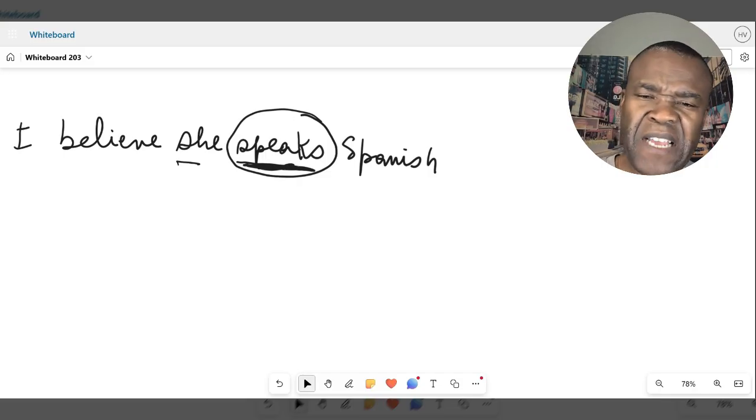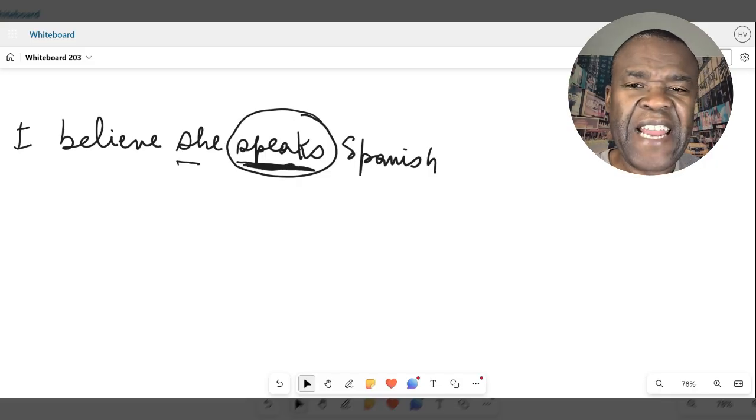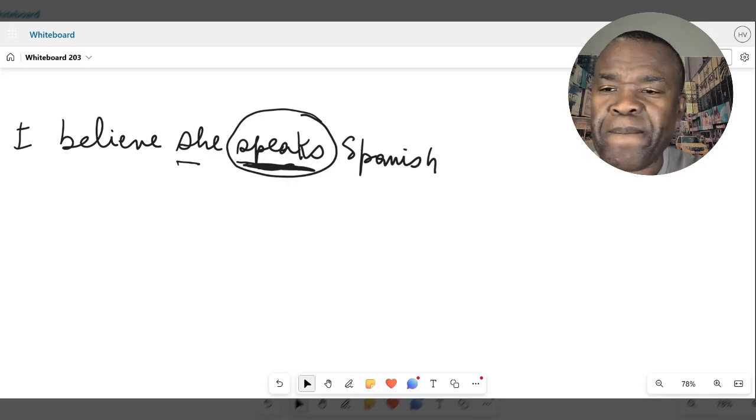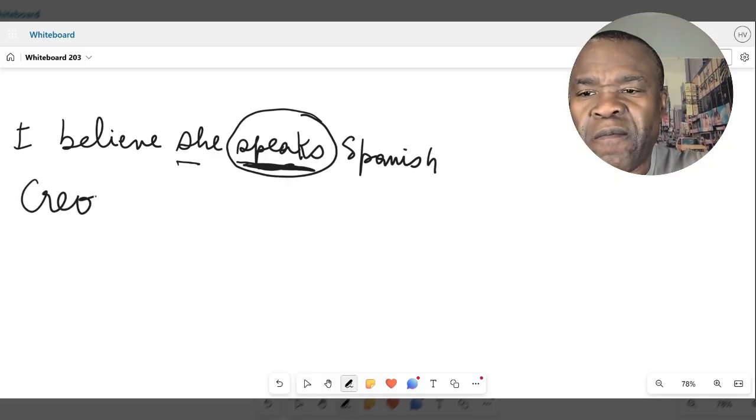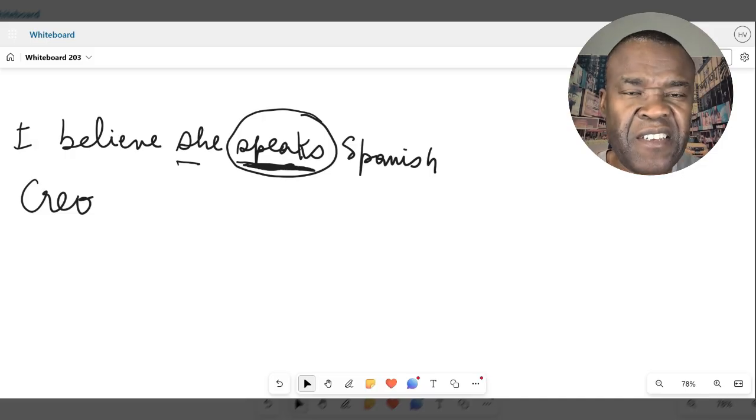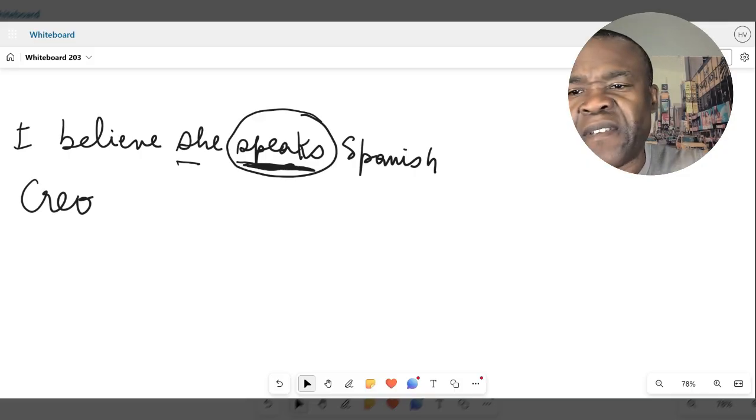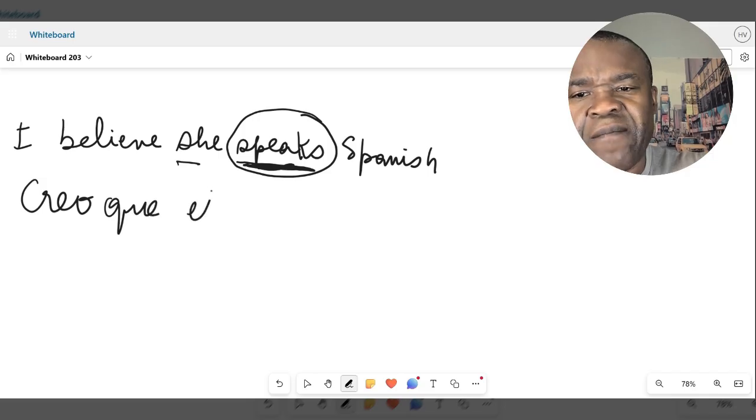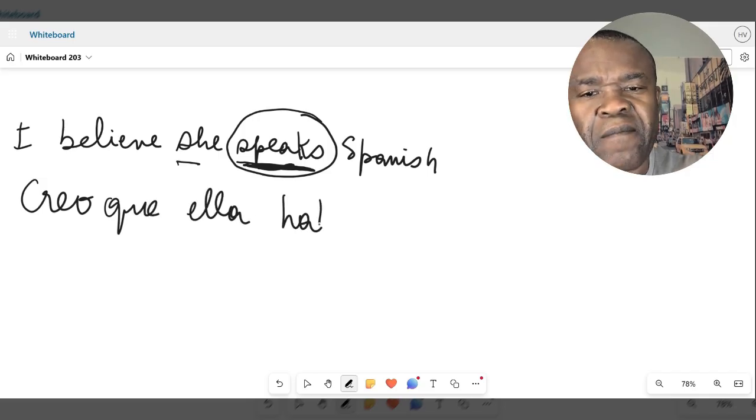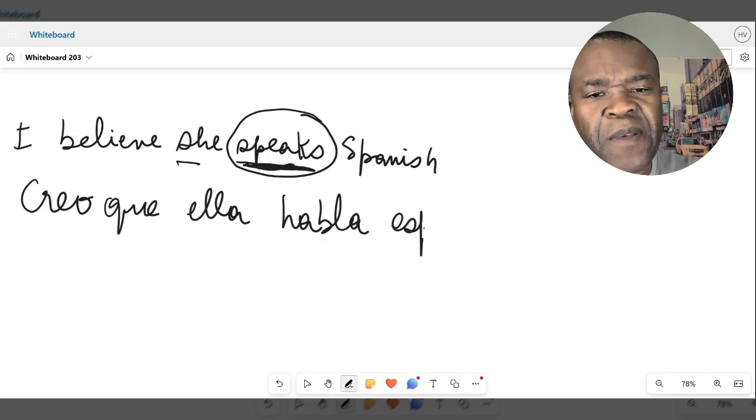By looking at the sentence, you can tell that I stand behind this information because I say, I believe she speaks Spanish. So, creo, indicative, because I'm expressing my belief. I'm expressing how I feel in the moment. Creo, I believe, que ella habla español.